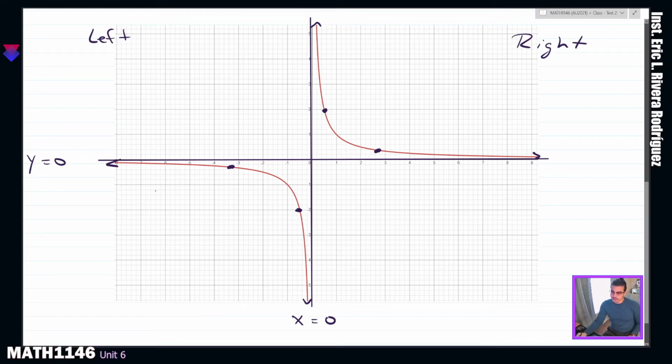So that's what the asymptotes are doing here, and that's how we will use the asymptotes to draw the graph. The asymptote will help us to determine the shape or the behavior of the graph. So those are the asymptotes.